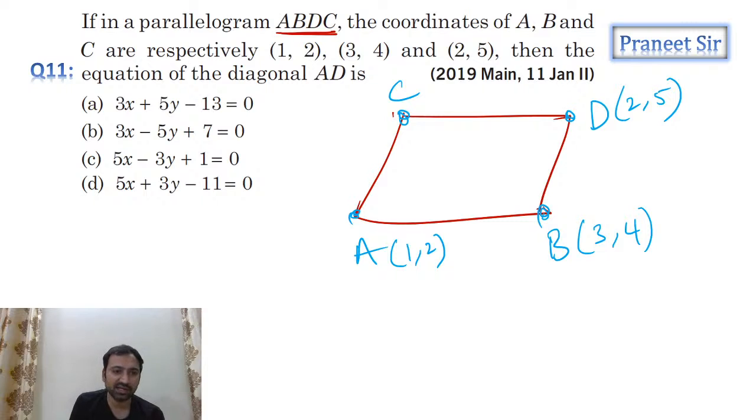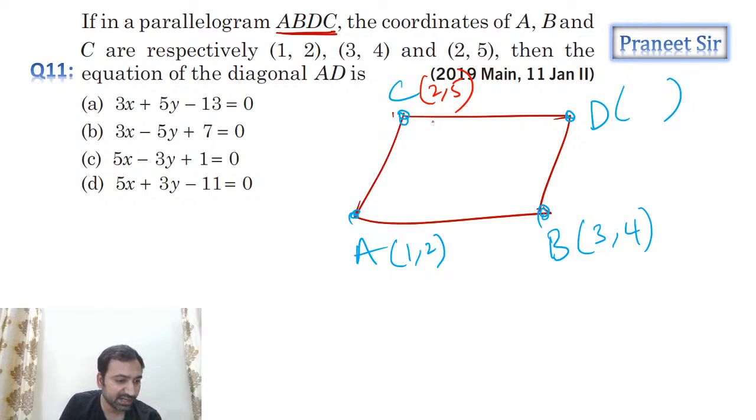Okay, C is given, not D, guys. Sorry. Not D. C is given. So what is C, guys? Tell me. C is given as 2 comma 5. So we need to calculate AD. Exactly, correct. You're right.